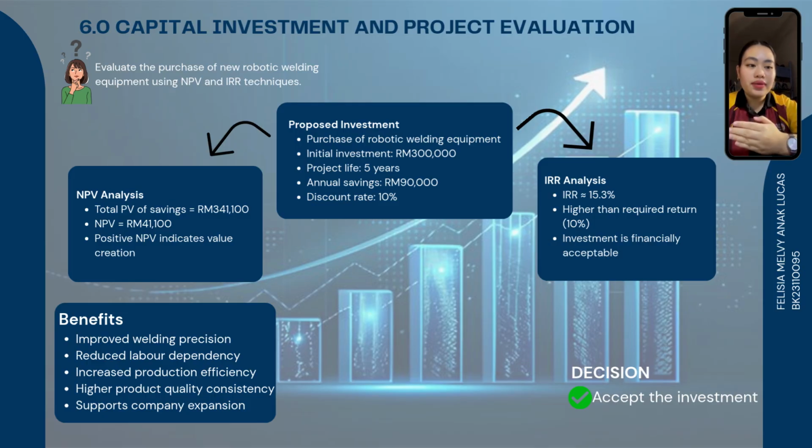So based on the NPV analysis, the project produced a positive NPV of 41,100 ringgit, which indicates that the investment creates additional value for the company itself. Furthermore, the calculated IRR is approximately 15.3%, which exceeds the required discount rate of 10%. Therefore, the investment should be accepted as it improves both operational efficiency and long-term profitability for the Inotech Manufacturing Company.